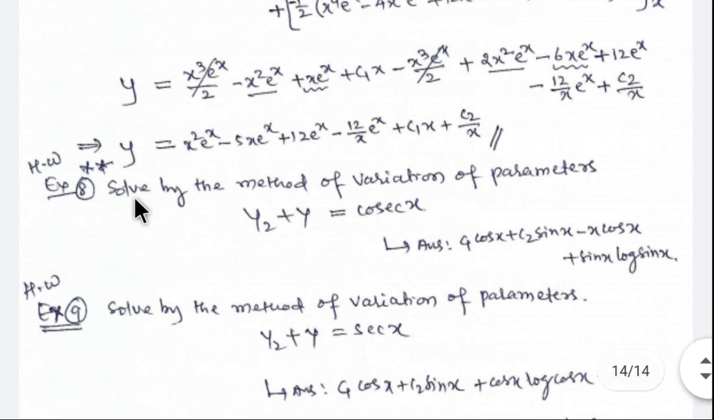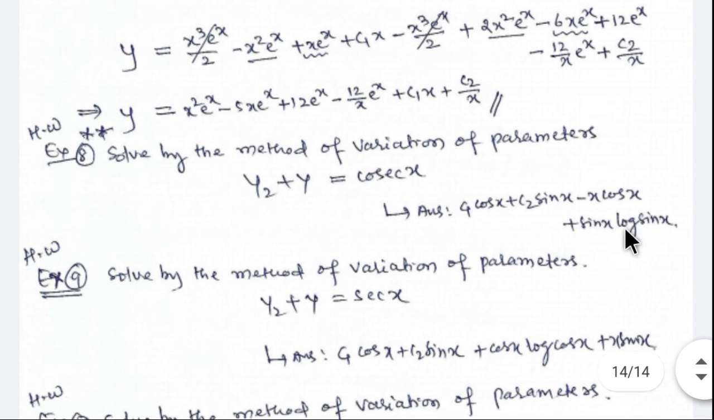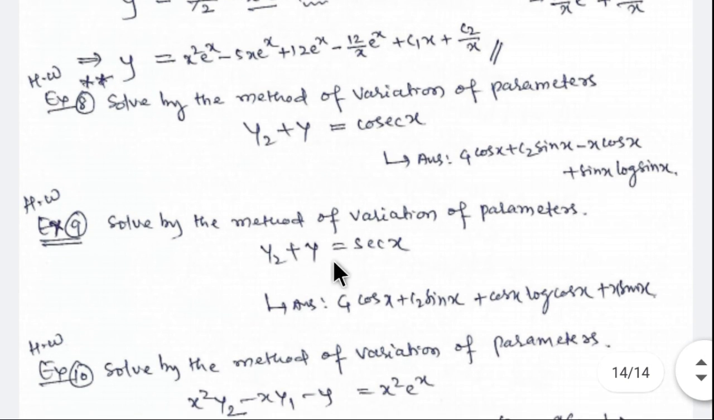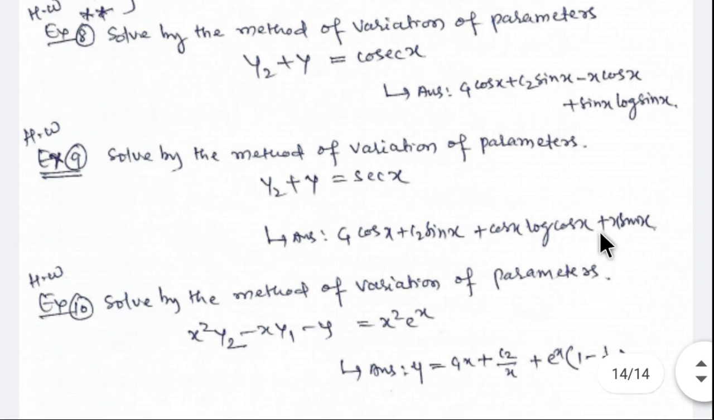So these are similar examples for practicing. Practice these examples, solve by the method of variation of parameters. Example: y2 plus y equal to cosec x. I have given the answer: c1 cos x plus c2 sin x, this is the complementary function, minus x cos x plus sin x into log sin x. Similarly, example 9, solve by method of variation of parameters: y2 plus y equal to sec x. The solution I have given is c1 cos x plus c2 sin x plus cos x into log of cos x plus x into sin x.